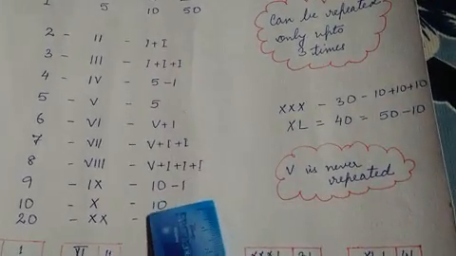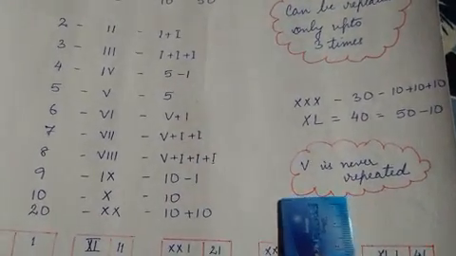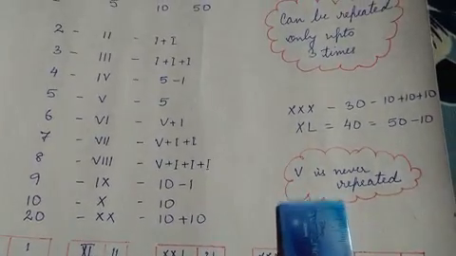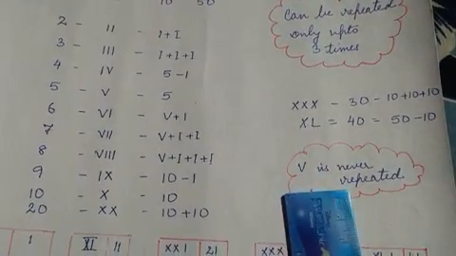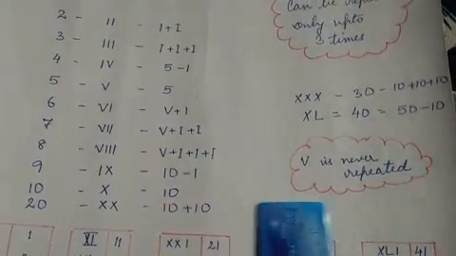First and foremost you need to know 1 to 10 by heart. You need to learn it very nicely. We will go ahead, and before going there is one more thing. V is never repeated. We cannot write V 2 times.